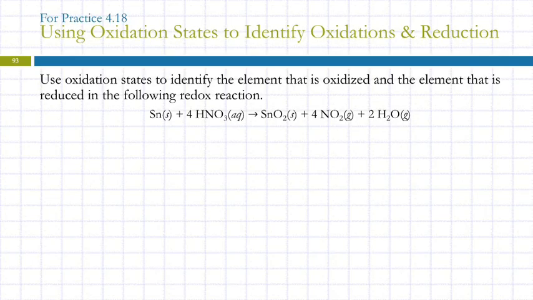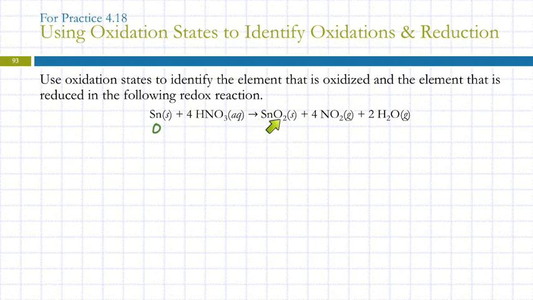Use oxidation states to identify the element that is oxidized and the element that is reduced in the following redox reaction. When there are charges, just use the charges, because they're the same as the oxidation states. What's the charge on this tin? 0. That one looks messy. Let's skip that one.